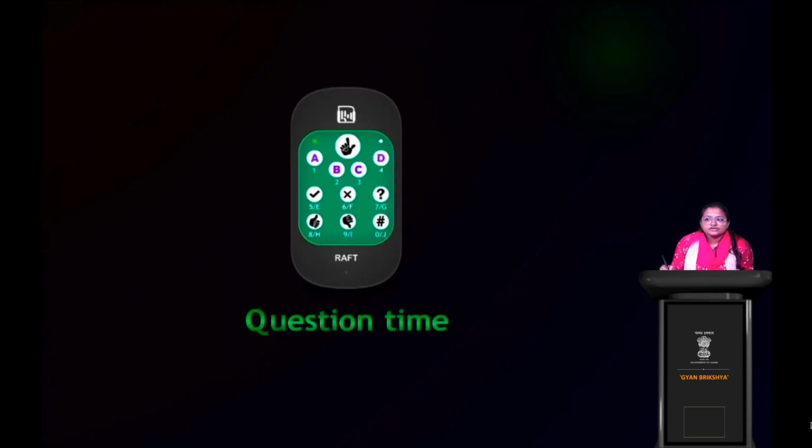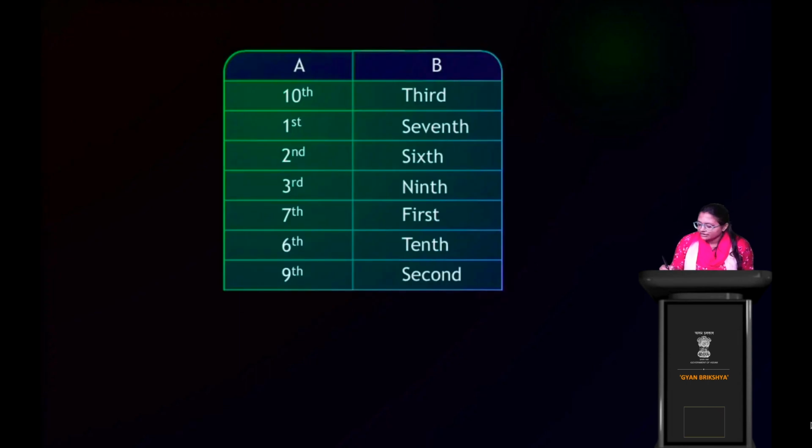So what we have to do here is we have to match them, right? So let's look at the activity once again and let's match them. So 10th, where will 10th come? 10th will come here, right? Okay. Now where will first go? Tell me. First will go here, right?